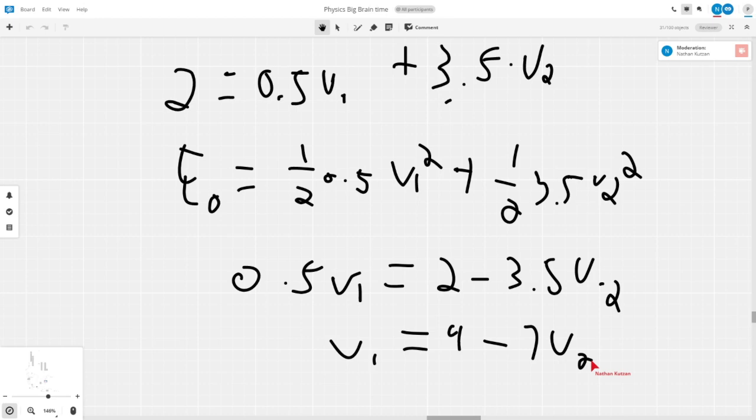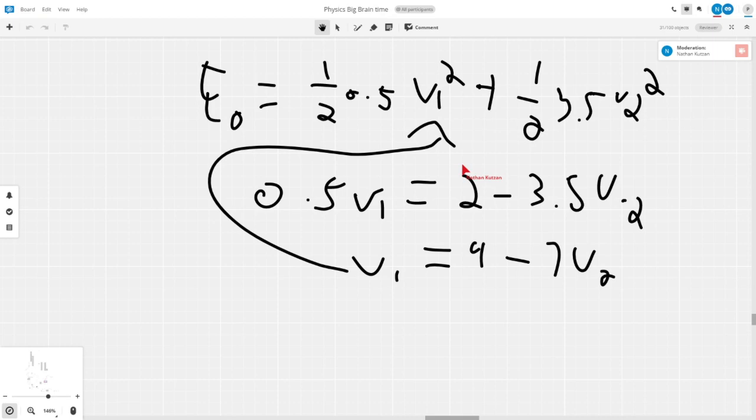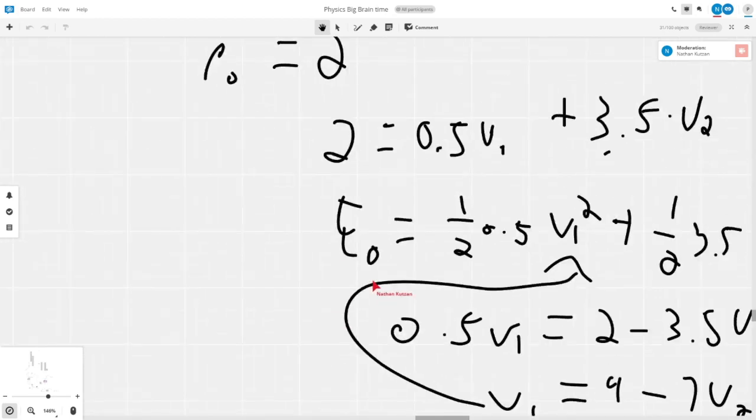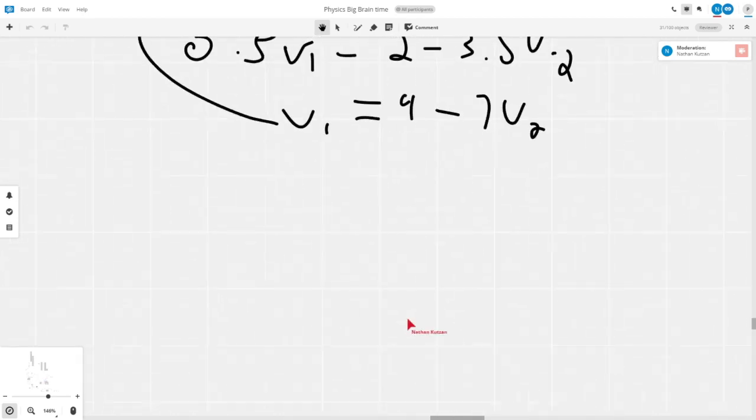And so now that we know this, at this point it's pretty much just solving systems of equations, right? We can then substitute this v1 into the kinetic energy equation for v1. And remember, I'm also going to substitute this E naught, which is the initial energy, with what we said over here, which is 4.